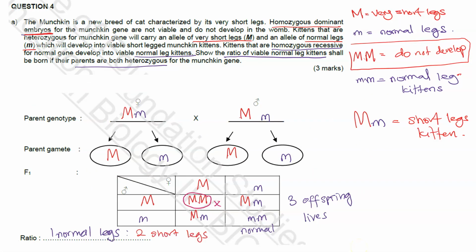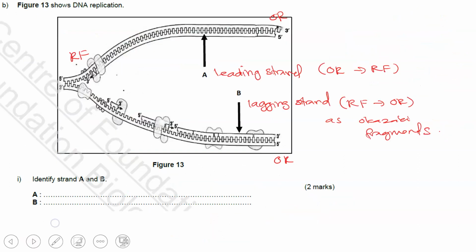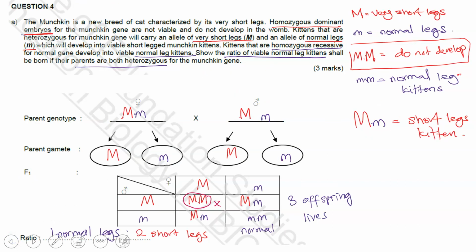Alright, so if you receive this sort of question, where you have a paragraph of question and there's a lot of information to digest, you read the question and then you extract out all the information given and write it in a corner. Okay, so basically this question tells you about the inheritance of a cat breed, which is Munchkin.